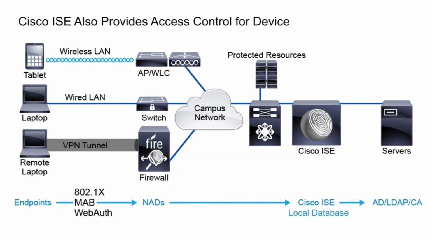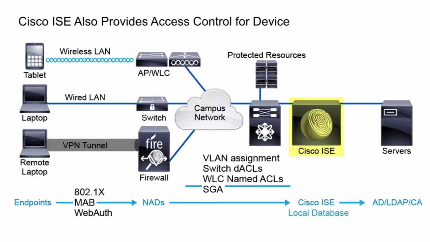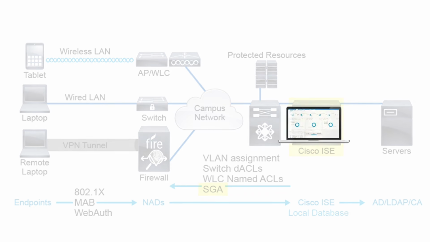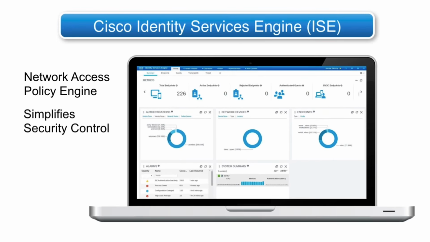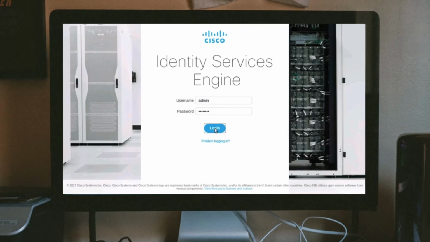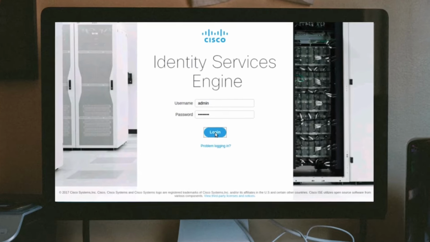Regardless of the mechanism used, in addition to Cisco ISE authenticating a request for access, it can also provide access control for the device. This includes mapping traffic to a specific VLAN, using dynamic or named access lists to restrict access, or deploying a Security Group Access, or SGA, solution to establish a cloud of trusted network devices. Using Cisco ISE as the network access policy engine simplifies the delivery of consistent and highly secure control across wired, wireless, and VPN connections. Let's take a look at some functions available with Cisco Identity Services Engine, or Cisco ISE.